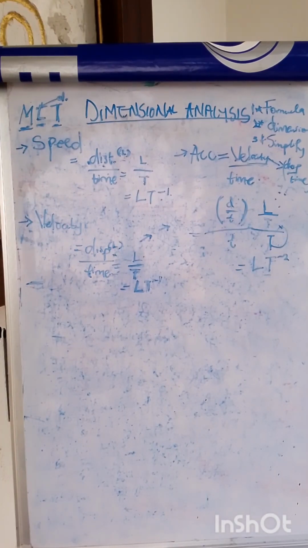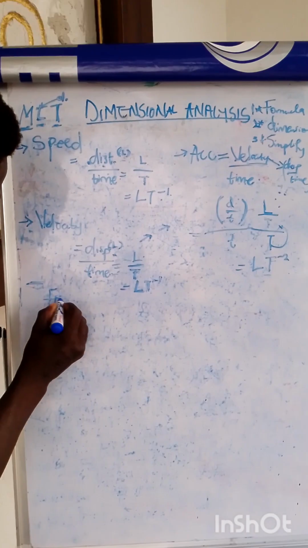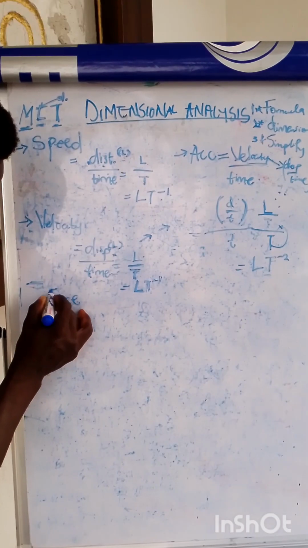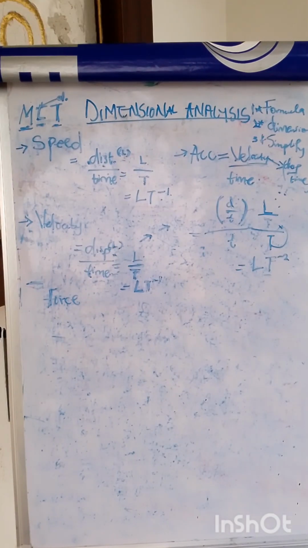So let's do another quantity. Let's check for the quantity of force. All right, force. What is the formula of force? That's the very first thing you have to look at. Your force is given as ma, that's your mass multiplied by acceleration.